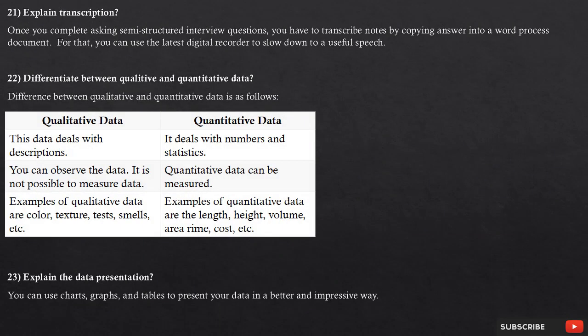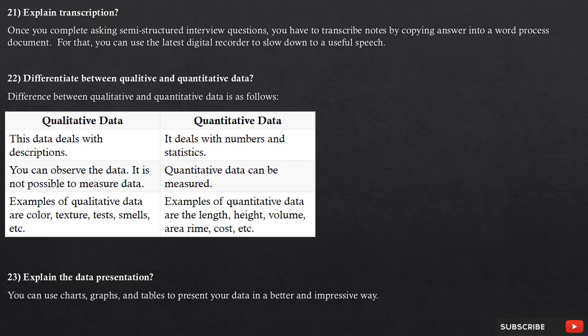21. Explain transcription. Once you complete asking semi-structured interview questions, you have to transcribe notes by copying answers into a word processor document. For that, you can use the latest digital recorder to slow down to a useful speech.